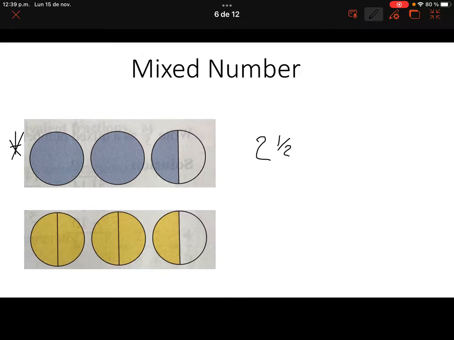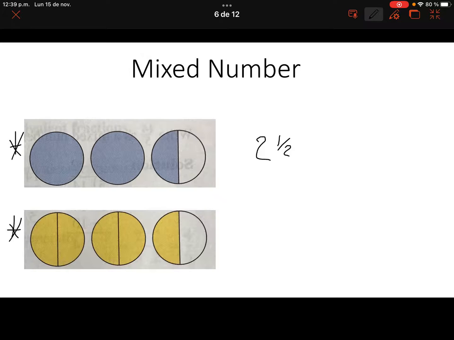1, 2, and 1/2. Or also you can say 2.5. That's the graphical representation. In the second picture, we have exactly the same image, but we divide each circle into equal parts. Then let's find the fraction here.